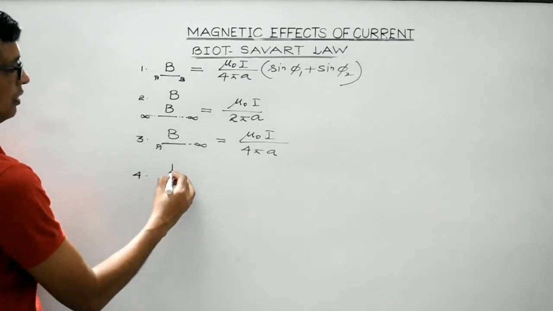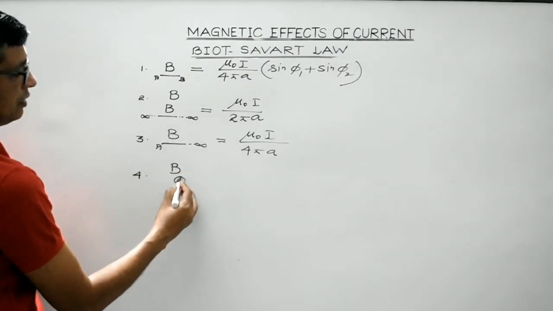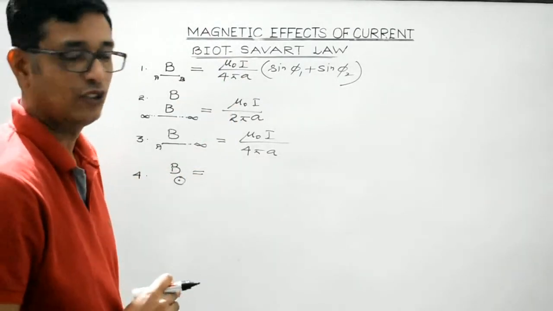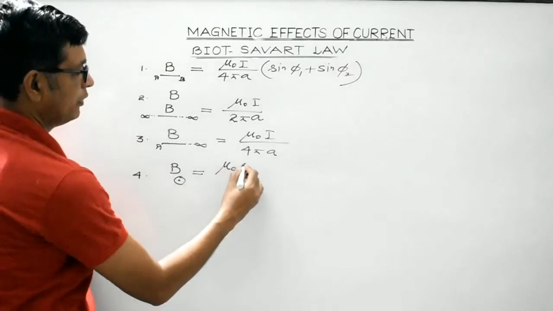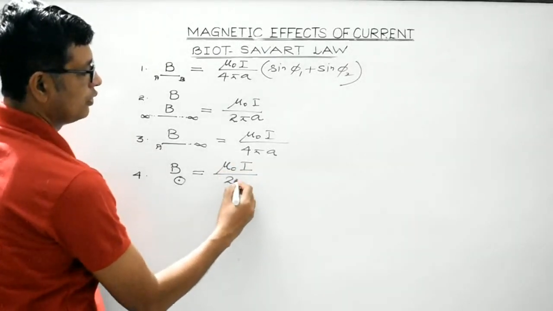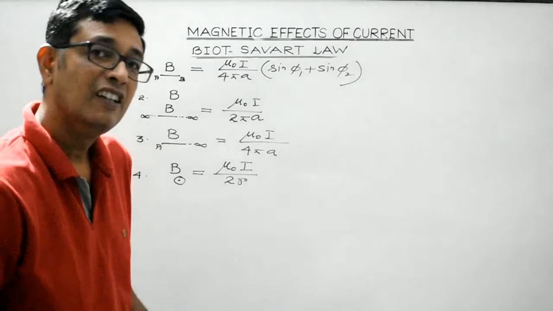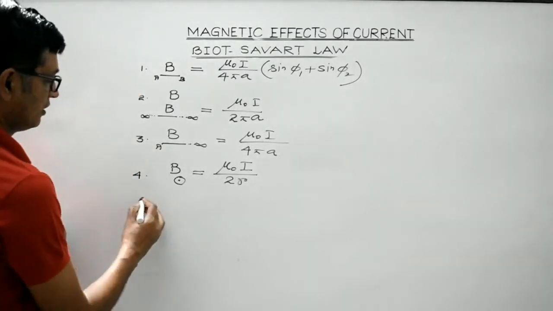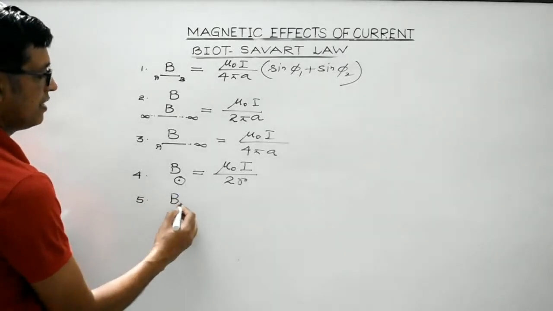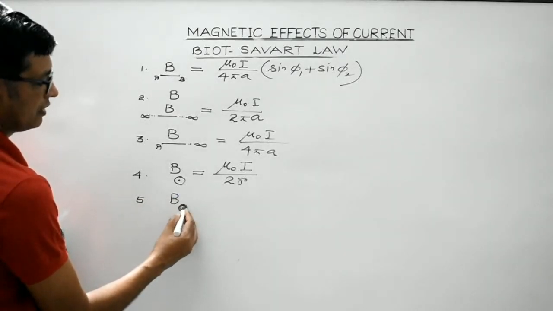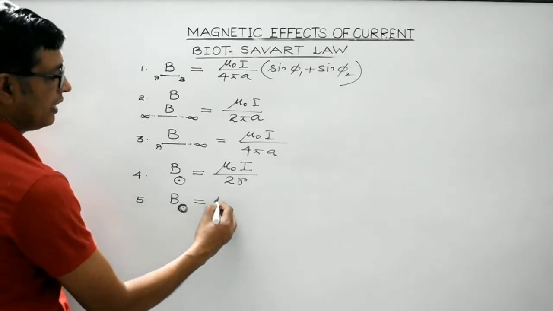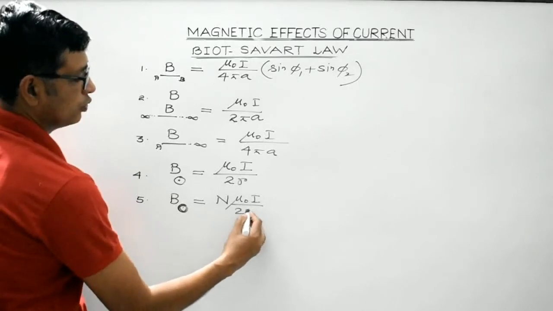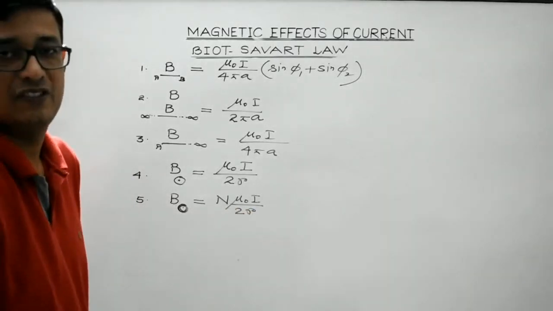Fourth, magnetic field at the center of a circular current carrying loop. It is given by mu naught I divided by 2r. R is the radius of the loop under consideration, right? For n turns, like this, for n identical turns, what is the formula? N times the magnetic field at the center due to the current carrying loop. It will become n times.